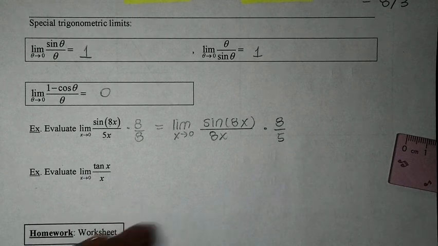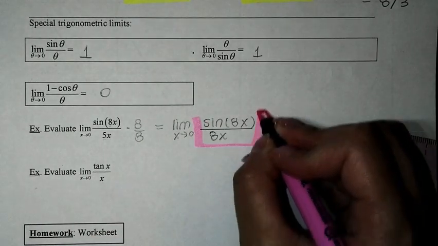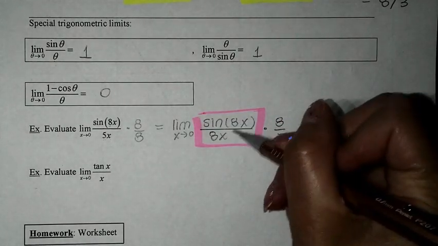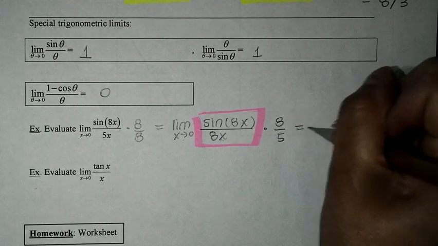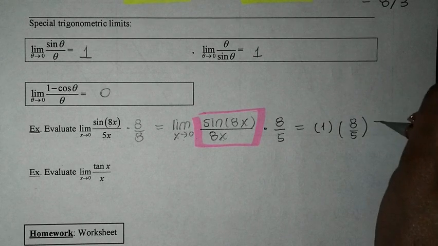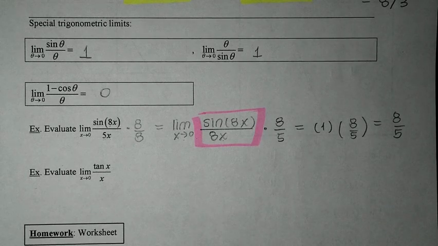Now what you have here is something very beautiful. Why? Because this part, the limit of that part is going to be 1. Why? Because they match and the x approaches 0. So you have that this is going to be equal to 1 times 8 over 5. And the result is going to be 8 over 5. Do you see it? Hopefully you do.